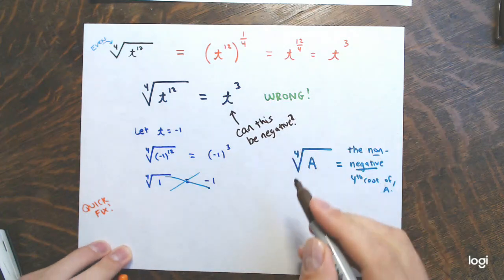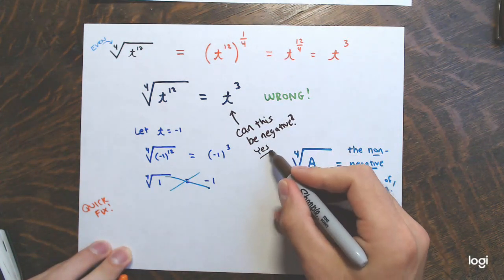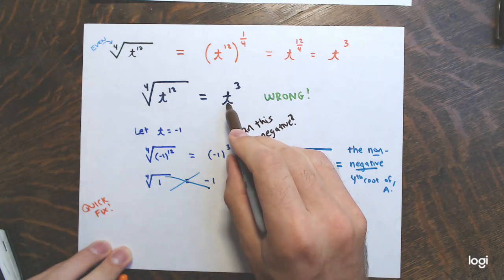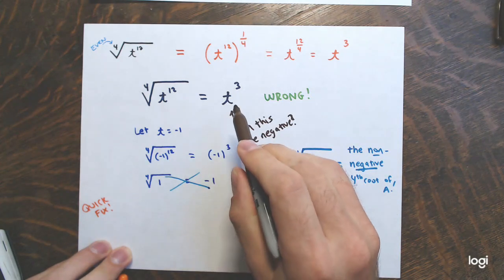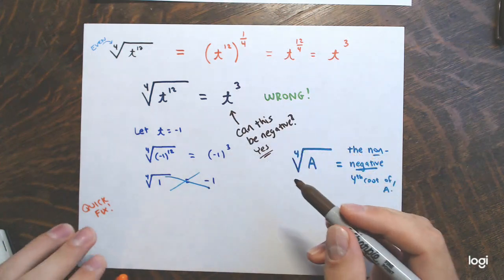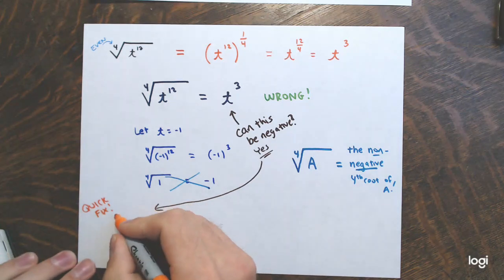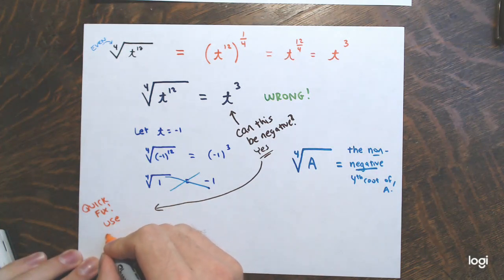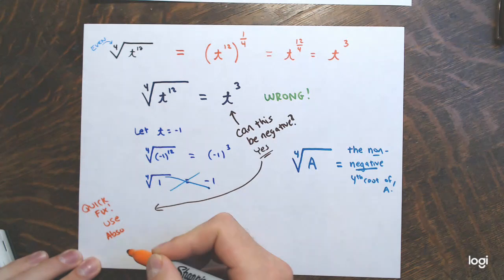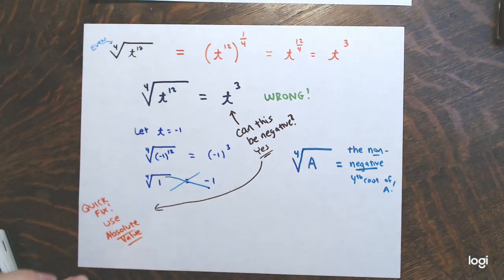And if the answer is yes, it can. Because look, when t is -1, you get -1. When t is -2, you get -8, right? This expression can have negative values. So the quick fix to that is just use the absolute value. Just ensure that it will be non-negative. All right, and I've said it already. You've seen this in previous videos if you've been watching.